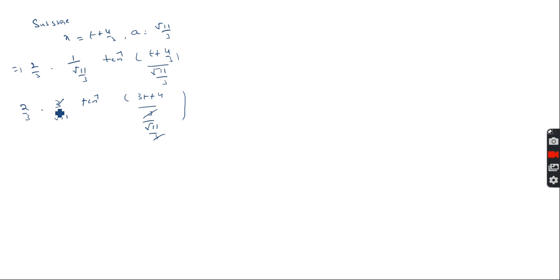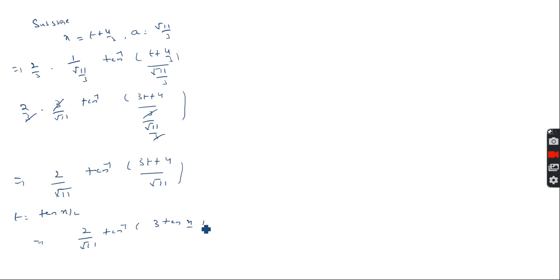Here 3 will be cancelled and 3 will be cancelled. Finally we get 2 by root 11 into tan inverse of 3t plus 4 by root 11, and substituting t equal to tan x by 2, we get 2 by root 11 into tan inverse of 3 tan x by 2 plus 4 by root 11. We add c.